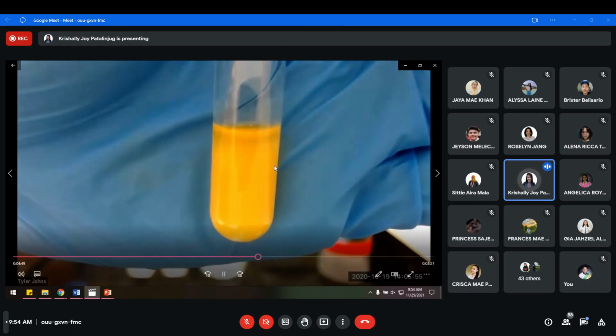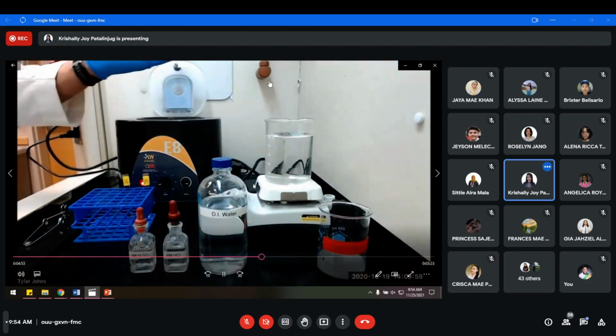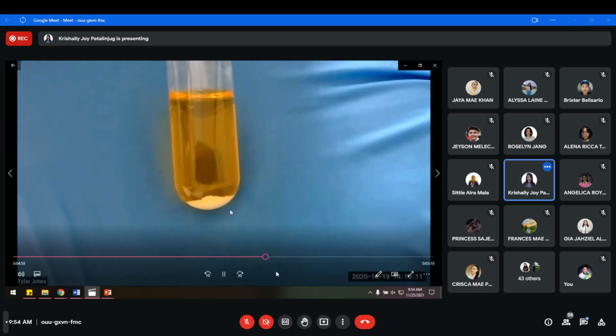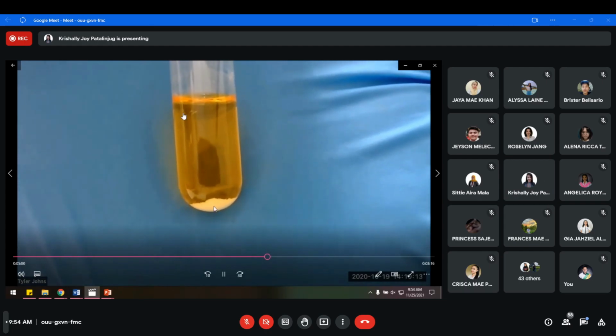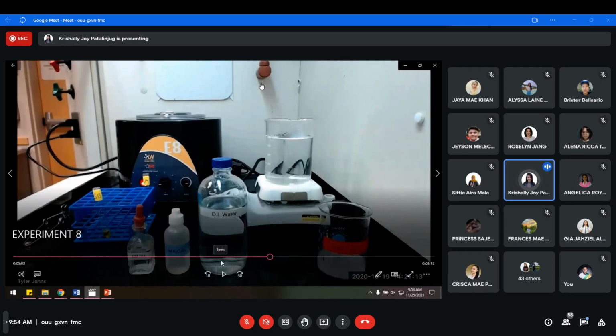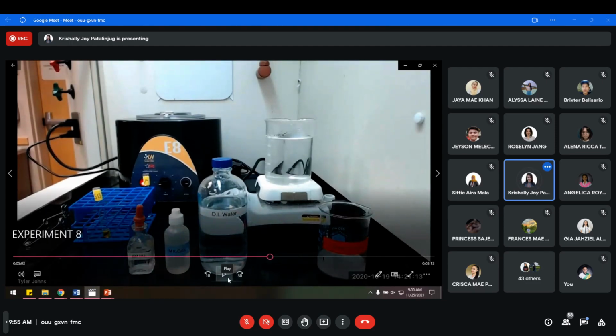So kapag may white precipitate, indicator yan na na-confirm yung barium ion. Ayan. The white precipitate of barium sulfate confirms the presence of barium ion. Okay, so please take note of the name and the formula later sa barium precipitate doon, the barium sulfate. So that's under confirmatory test ng barium. Barium sulfate, white precipitate is being formed.